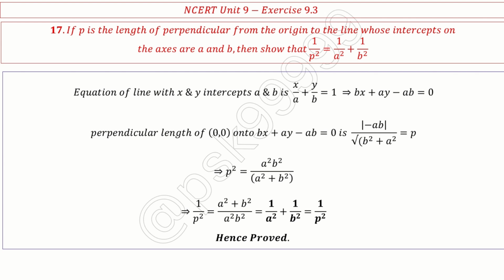So in general form, it is Bx plus Ay minus AB equal to 0. And P is the distance, the perpendicular length from the point 0, 0 onto this line. If I substitute that, this is the absolute value of minus AB divided by square root of B square plus A square. If I square on both sides, I'll get P square equal to A square B square by A square plus B square. If I take the reciprocal of this and adjust it, I'll get 1 by A square plus 1 by B square equal to 1 by P square.